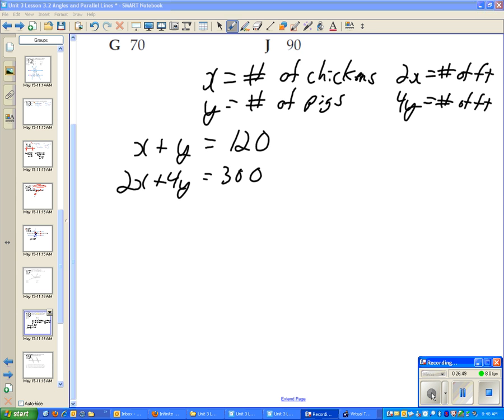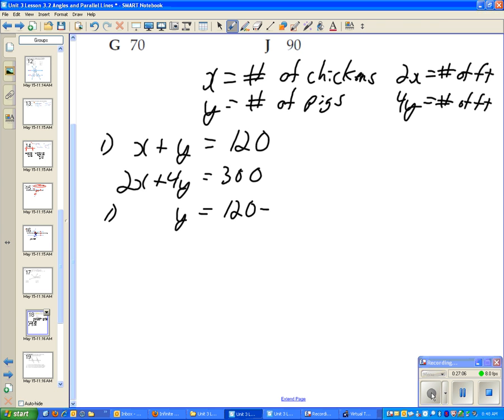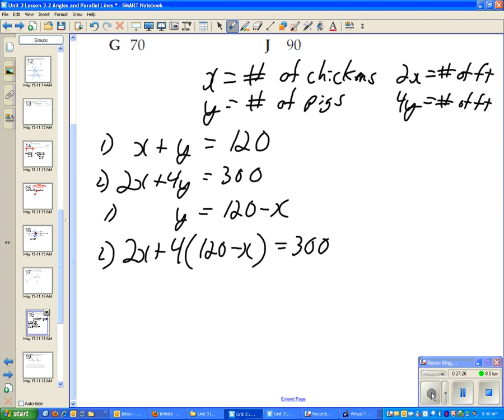All right. Now, there's a couple different ways we can go about solving a system of equations. One way, called substitution, will be the easiest way here. If I take equation 1, I can solve that for y and get y equals 120 minus x. And then I can substitute into equation 2, 2x plus 4, and instead of putting y, guess what I can put in for y? 120 minus x, because that's what y equals. Equals 300. And this is what I was after the whole time. One equation with one variable.